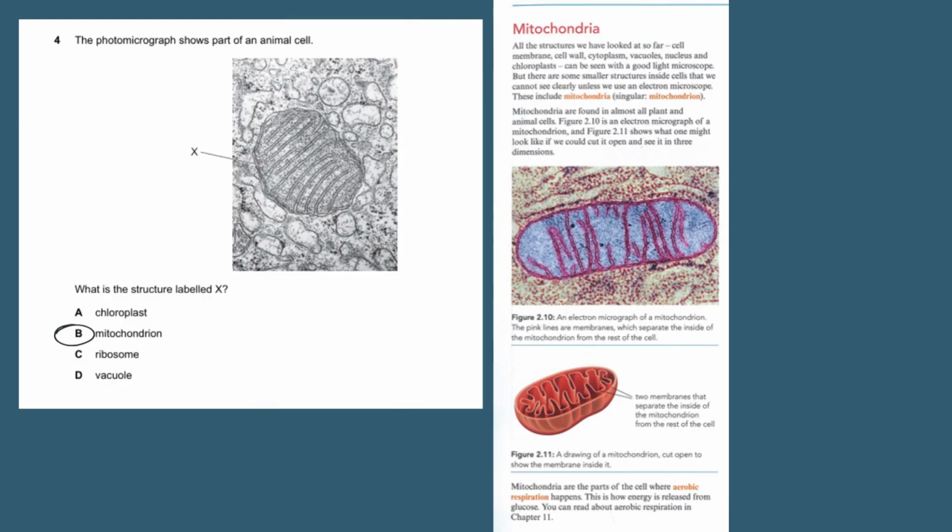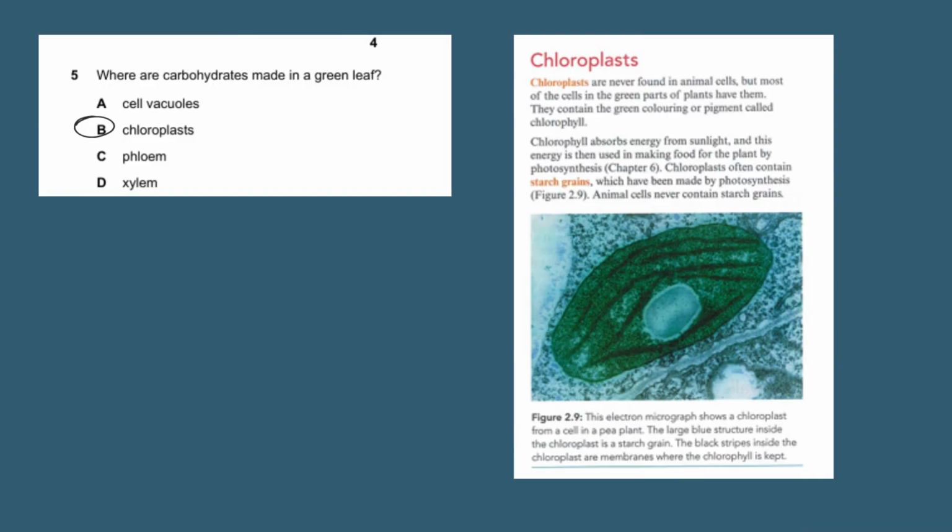The inner membrane is folded, because the purpose of mitochondria is respiration, especially aerobic respiration. So the folded membrane supports respiration by giving more surface area. So the answer to question number 4 should be mitochondria, the second answer. Right, let's move to question number 5.